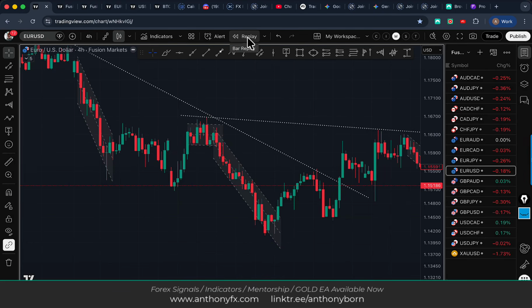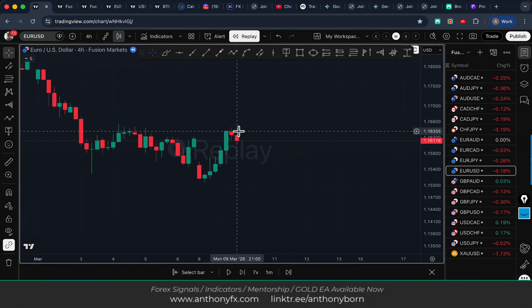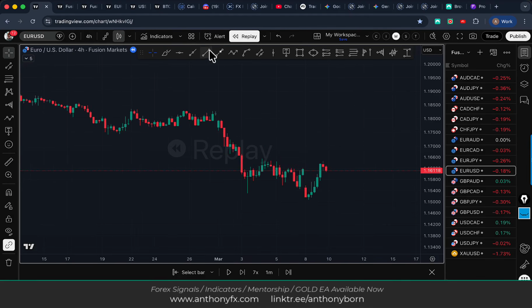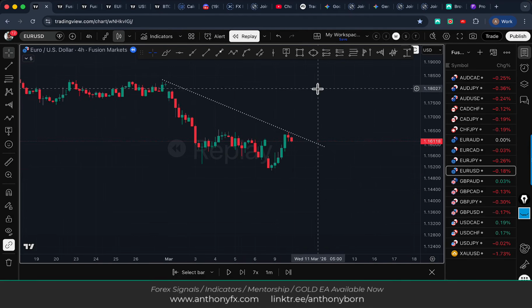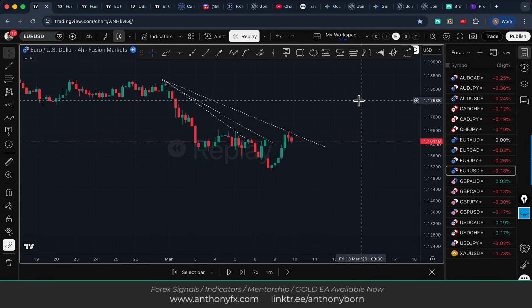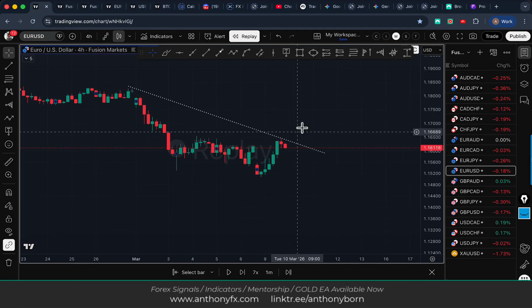Let me just show you this. So if we go to replay and we hit replay, all right, so we get that. We're going to be looking to trade with the trend. And we can pull a line through there like so. Previously, we may have drawn them like that. But this is what's happening at the moment. So that's what will make this relevant.